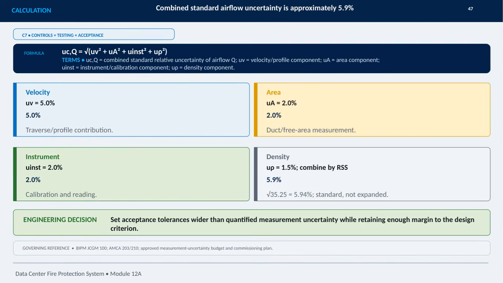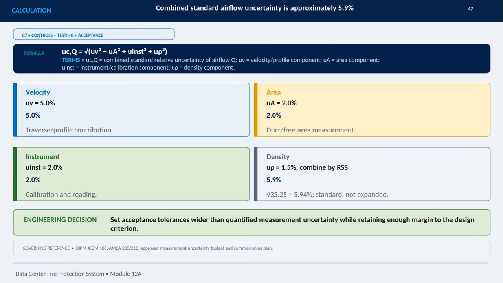This slide quantifies the uncertainty associated with the airflow measurement. The combined standard relative uncertainty, shown as U sub C, Q, is calculated by taking the root sum square of four independent components: velocity or traverse profile, area measurement, instrument and calibration, and air density.